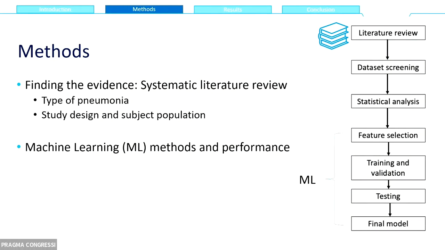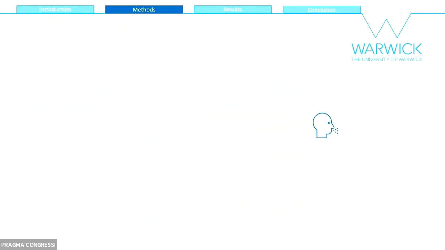So this was the approach when we began with this project. Firstly, we wanted to perform a systematic literature review to gather an evidence base to inform the machine learning methods that we'd use. And all the steps we took are down the right-hand side of the screen here. So from the literature review, screening the data set, statistic analysis, to machine learning methods. So I'll first discuss a few brief findings from our review.